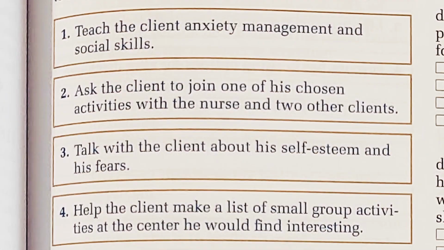Here's choice 1. Teach the client anxiety management and social skills. I feel like that should be somewhere early on. 2, ask the client to join one of his chosen activities with the nurse and 2 other clients. Okay, that sounds further down because he hasn't chosen an activity. 3, talk with the client about his self-esteem and fears. 4, help the client make a list of small group activities at the center he would find interesting. Okay, right away. 2 is last. 4 is third.